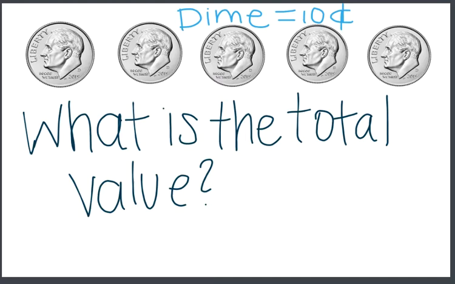Right here, you can see a dime. A dime is worth 10 cents. I have a certain amount of dimes displayed on the screen. How many dimes do you see? A dime is worth 10 cents. What is the total value that you see on the screen? How much money do you have?